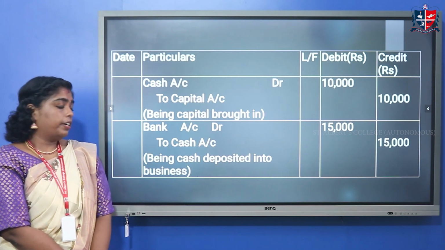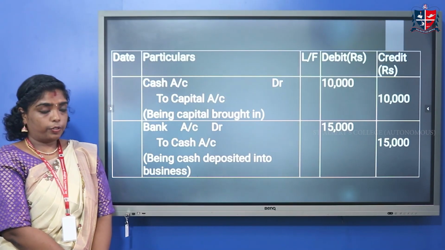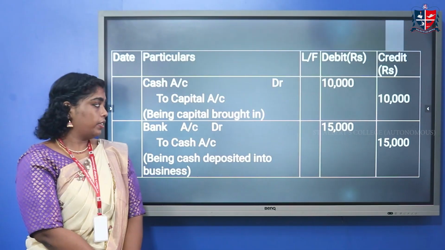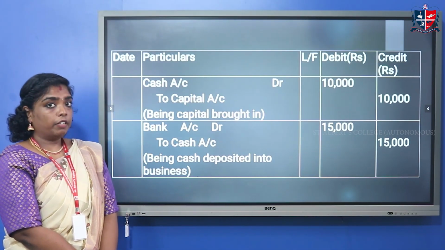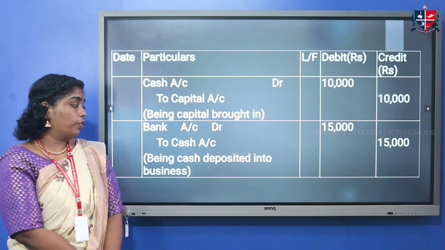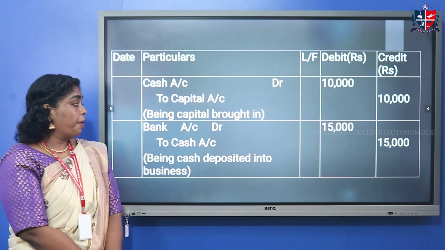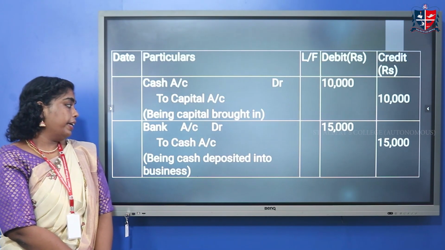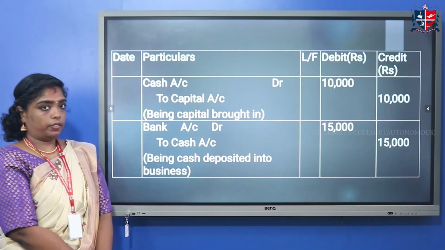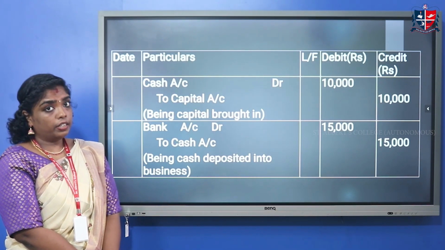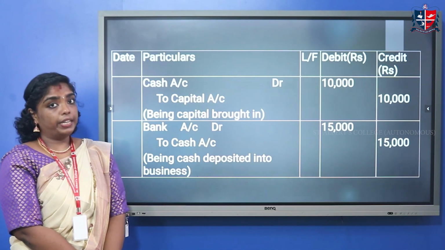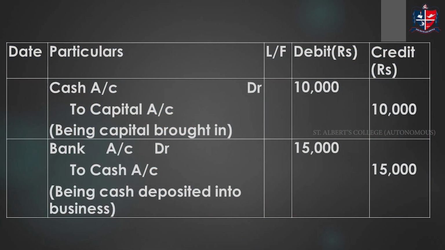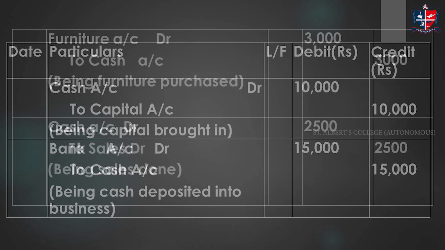Next one is deposited cash into bank. So bank account will be increased. An increase in an asset should be debited. That's why bank account is debited with rupees 15,000 and cash account is credited with rupees 15,000. Bank account debtor to cash account. And the narration is being cash deposited into bank. And for the previous transaction, also write the narration, that is, being capital brought in for starting a business. You can write narration in your own words, provided it is correct.